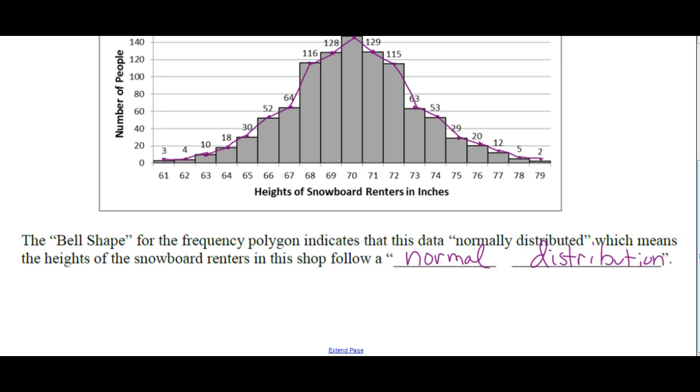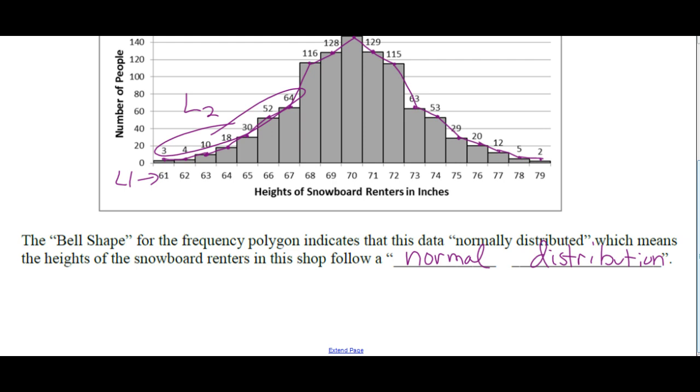Now, number two is use the midpoint of the interval to determine the mean, median, mode, range, and standard deviation for the snowboarder's height. So we're actually going to have to enter this data. You see we've got 61, 62, 63, and so on, and then we've got the frequencies here. They're listed for us. So in L1, we're putting these numbers, 61 through to 79. And in L2, it's going to be these numbers.